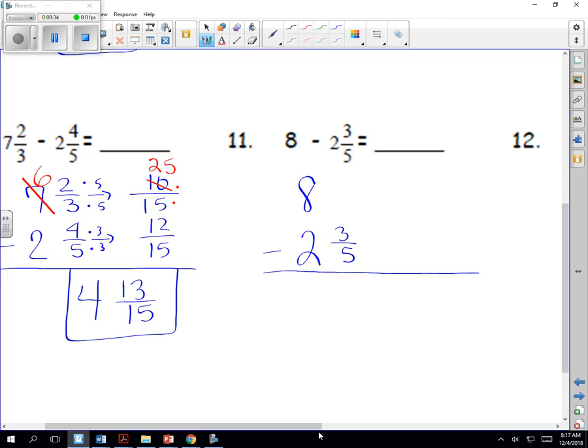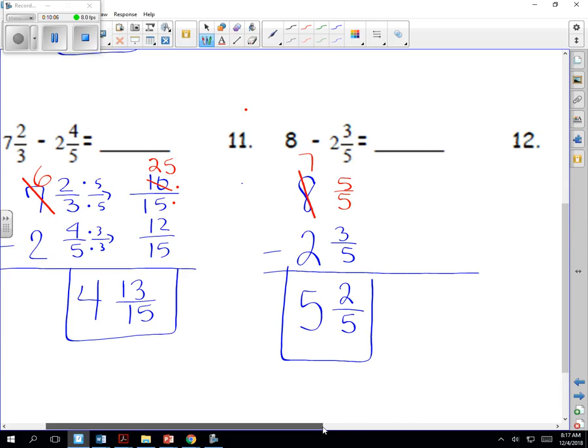Well, we're actually going to do the same thing we did before, and this becomes a little bit easier in the sense that I don't have to add to a fraction that's already there. I'm just going to borrow from the 8, make that a 7, and I'm going to have 7 and 5/5 because 7 plus 5/5 is 8. And now I can subtract. So 7 minus 2 is 5. 5 minus 3 is 2, and my fifth stays the same. This cannot be reduced, so that is your final answer.